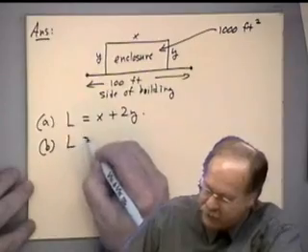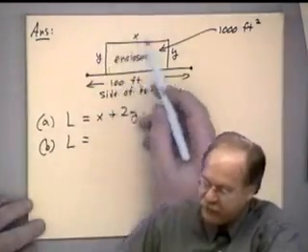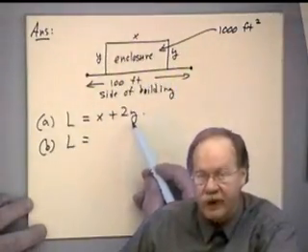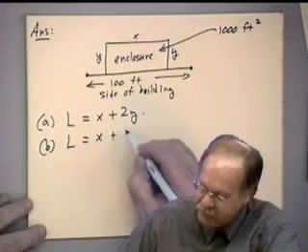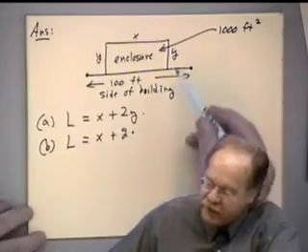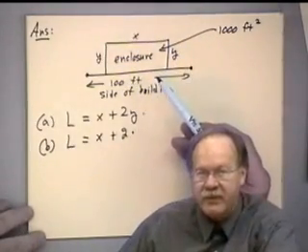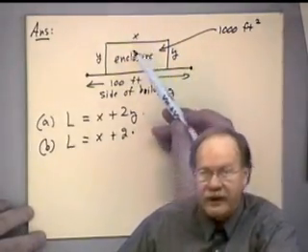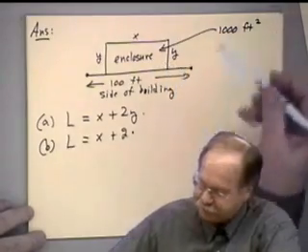Part B, we want to write the same L, the length of the fencing, but we don't want to use Y. So we'll have X plus 2, and now I need to find some other expression for Y, which means I need to go back here and say, is there some information here that would allow me to write X and Y in terms of one another?